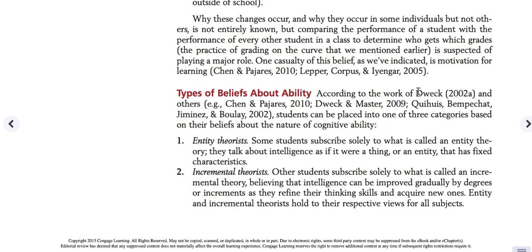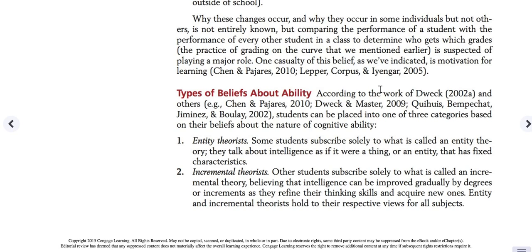Types of beliefs about ability. According to the work of Dweck and others, students can be placed into one of three categories based on their beliefs about the nature of cognitive ability. Entity theorists. Some students subscribe solely to what is called an entity theory. They talk about intelligence as if it were a thing or an entity that has fixed characteristics.